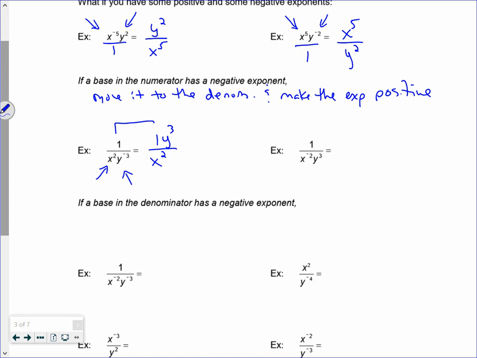Okay? Second similar example, just going to drop that 1 there. The x has a negative exponent, so I'm going to flip that, do the reciprocal up to the numerator, but the y has a positive exponent, so I am not going to flip that over. All right? If the base is in the denominator and has a negative exponent, then you are going to move it to the numerator.